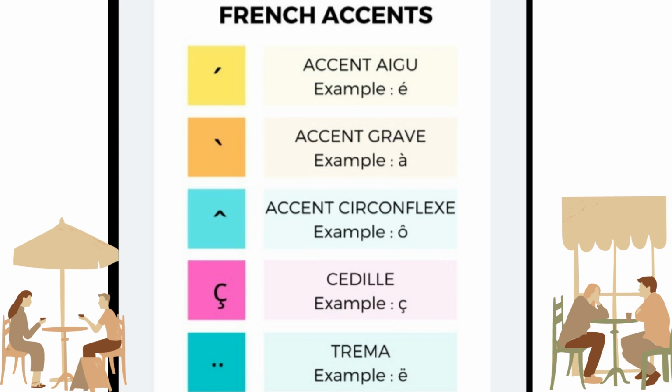Next, French accents. So the first French accent, we pronounce it as accent aigu. Second one, accent grave. Third one, accent circonflexe. Next, cédille. Last one, tréma. Once again, accent aigu, accent grave, accent circonflexe, cédille, tréma.